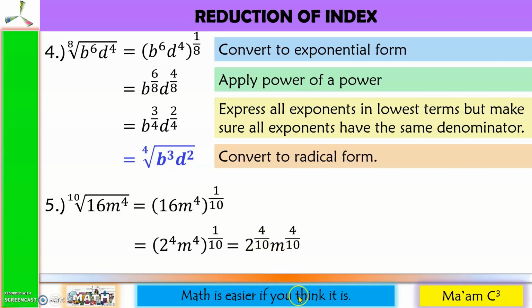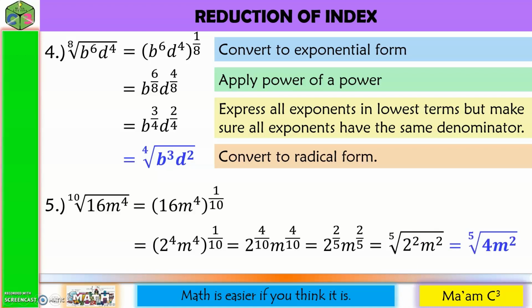So this will become 2 raised to 2 over 5, m raised to 2 over 5. This 5 here will become my new index. So this is the fifth root of 2 squared, m squared. And 2 squared is 4. So our final answer is the fifth root of 4m squared.